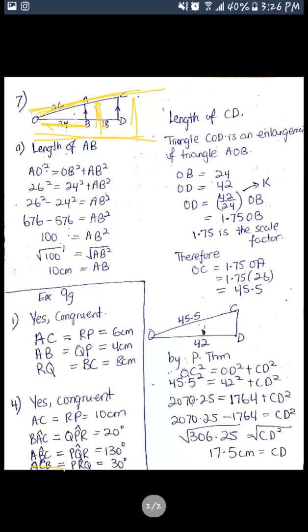17.5. So if we don't want to go that route, and let's say we want to practice our Pythagoras theorem, we can come down here and we will have 45.5 as the length of OC. 42 is our length of OD, and we can use Pythagoras theorem to work out the length of CD. Which line is the hypotenuse in this question? We're talking about the big triangle now, right? Which line is the hypotenuse? OC. OC, and OC is what length?